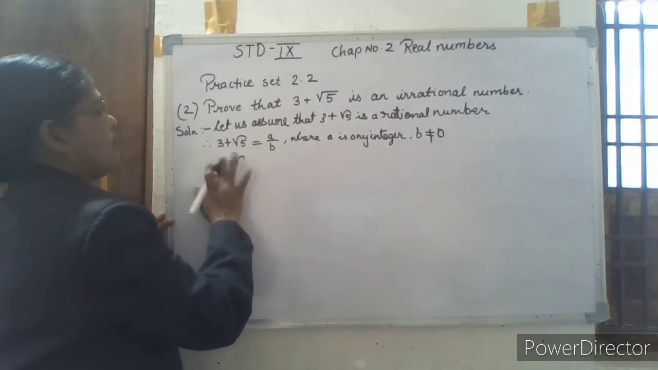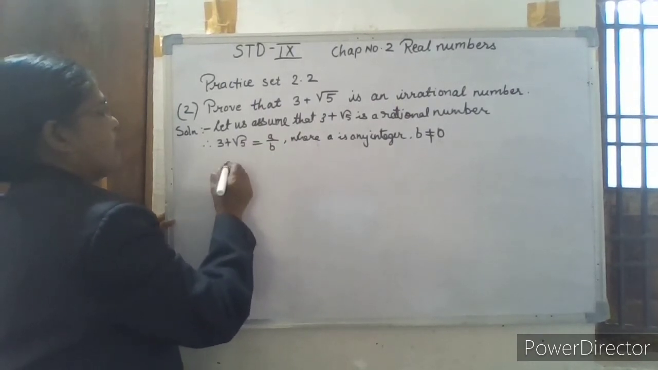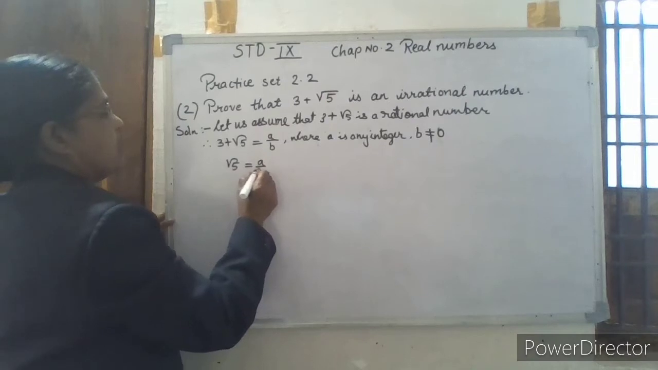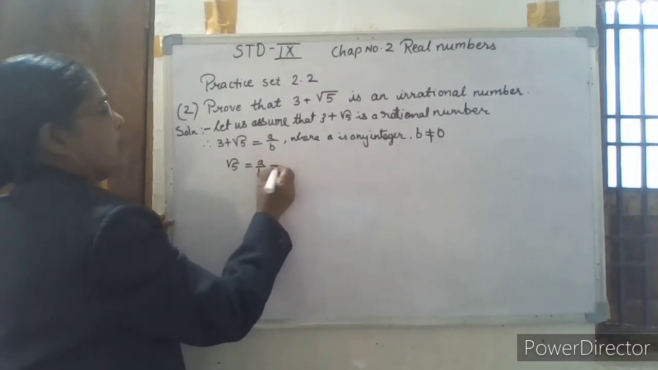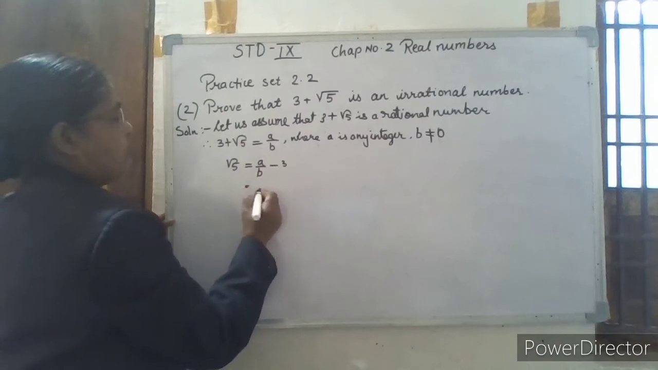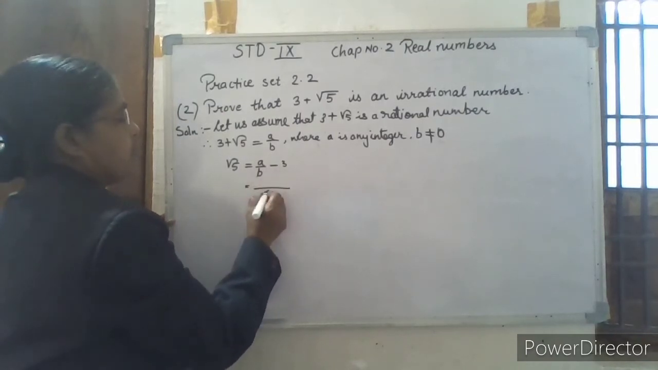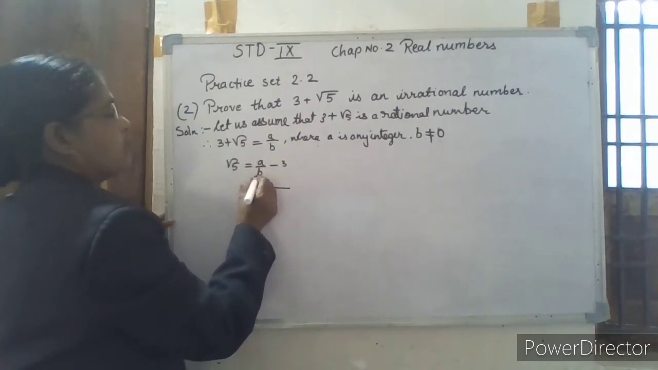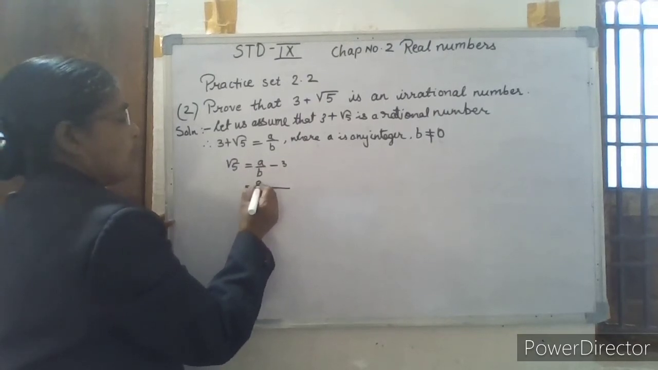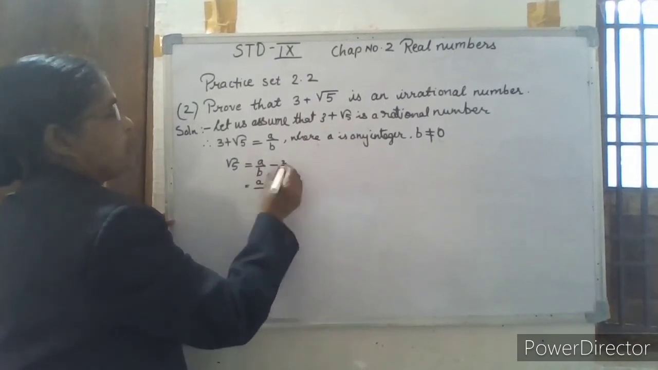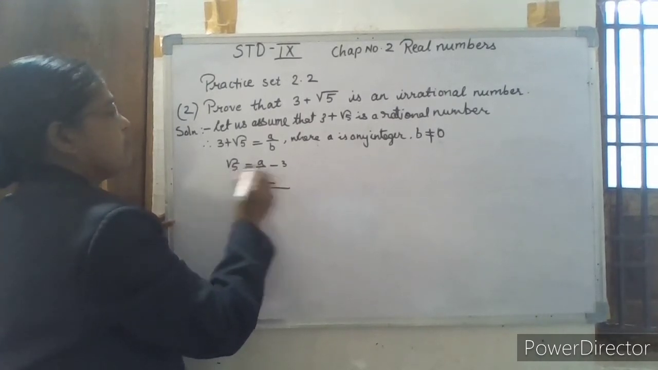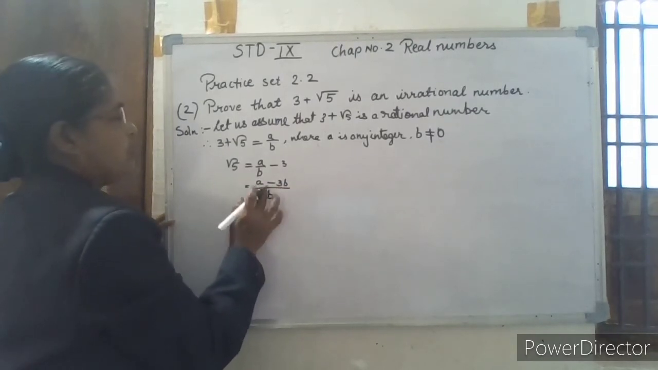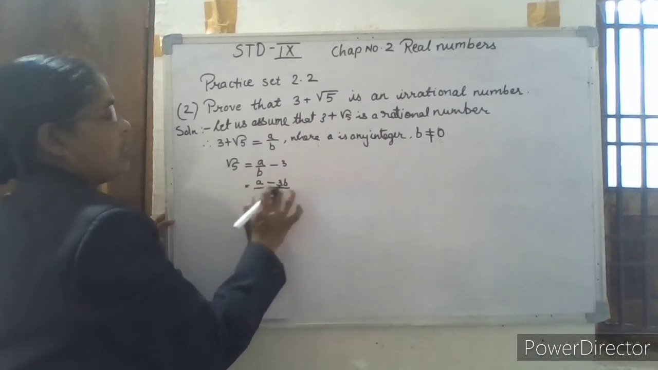3 we will transfer that side. So therefore we will get root of 5 is equal to a by b, this is plus 3. When it goes that side, it will be minus 3. So this is equal to, now take the LCM as b. A is the same because LCM is b, which is equal to the denominator, so the numerator will be the same. Now do cross multiplication, minus 3b. So this is in the form of a rational number.